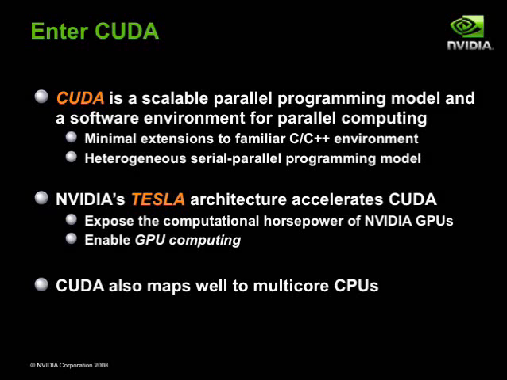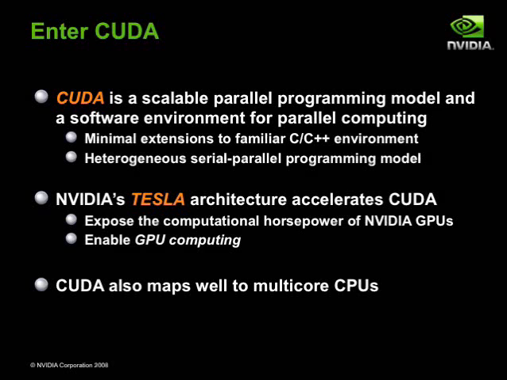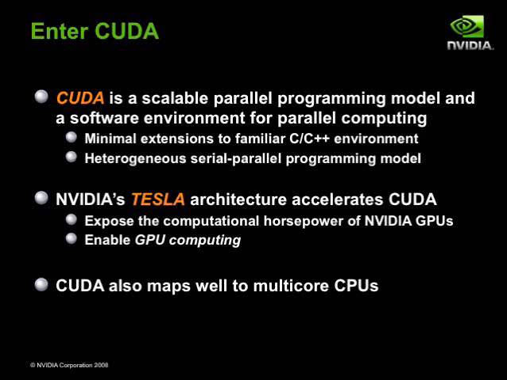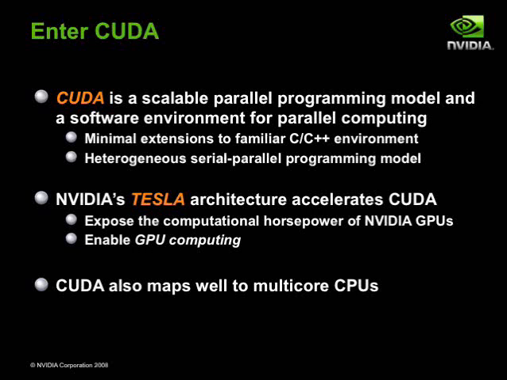CUDA, which stands for Compute Unified Device Architecture, is a parallel programming model that has been designed for scalability. It is also a software environment that instantiates this parallel computing model. It consists of a small set of extensions to the C programming language, which results in a low learning curve. CUDA is a heterogeneous computing model, where the CPU and GPU are used in portions of the application where they are strongest. Serial portions of the application are run on the CPU, while parallel portions of the application are offloaded to the GPU. This allows for incremental modification of CPU code to utilize the GPU. These features of CUDA can result in significant application speedups with relatively little effort.